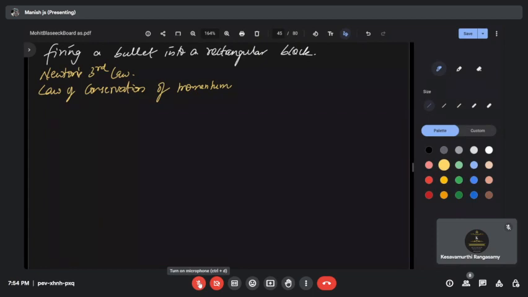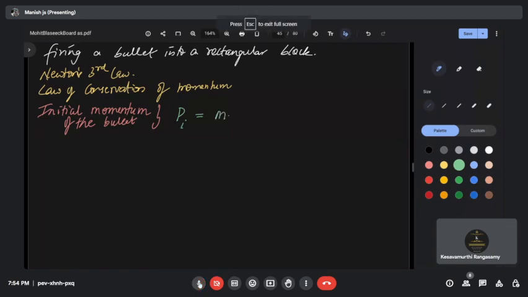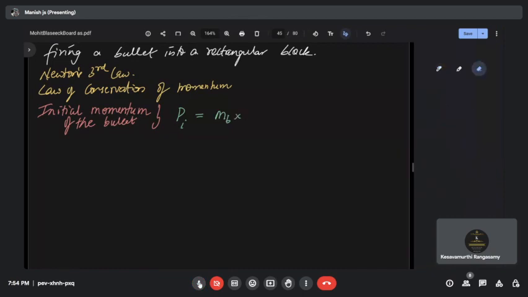Now here, when they tell you that the bullet is entering a rectangular block and is shot with some velocity, what is the initial momentum of the bullet? Can anybody tell me? This is quite simple. What's the formula for momentum? It's the product of mass and velocity. So, mass of the bullet times the initial velocity of the bullet. Let me put the initial velocity as u.